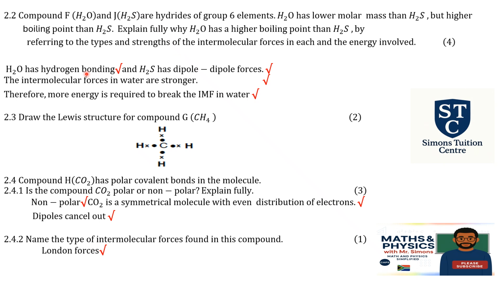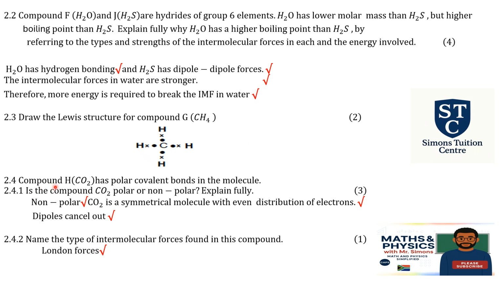So always be tested on whether you know which one is hydrogen bonding, which one is London forces or van der Waals forces, or dipole-dipole forces. We need to know hydrogen bonding is stronger than dipole-dipole forces. Right, draw the Lewis structure for compound CH4. There's carbon and 4 hydrogens, which by now I assume you know how to draw. Right, and that would be 2 marks, one for the correct number of valence electrons, and a second mark for the correct shape.